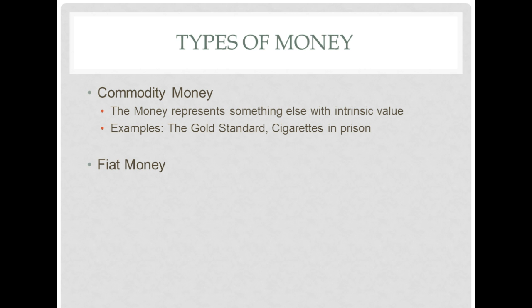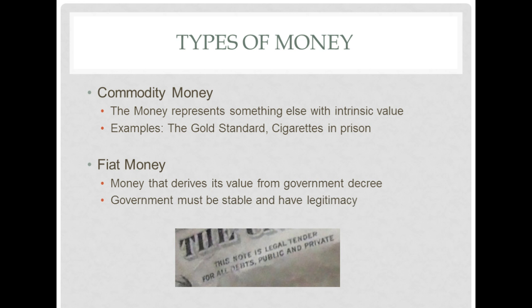What we use today, and this is actually something that many people don't realize, is called fiat money. Fiat money is money that derives its value from government decree, meaning that it has no intrinsic value by itself. The only value it has is what the government says. In fact, here's a picture. You can see that it says right on this dollar bill, "This note is legal tender for all debts, public and private." That statement is what gives the money that we carry around in our pockets value.